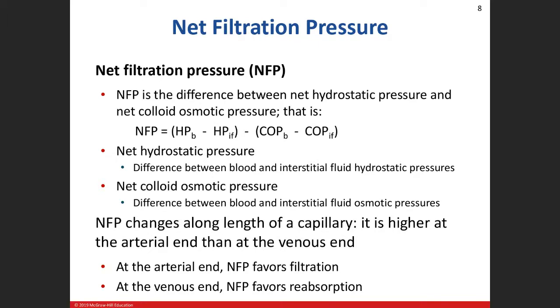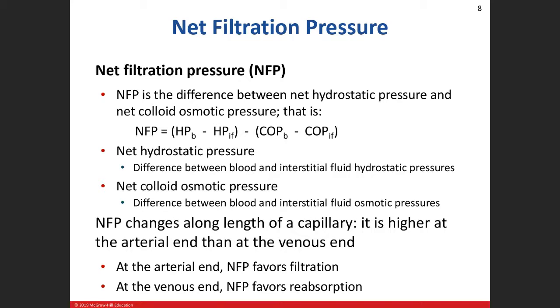So here's the scenario. What does this mean for our capillary? As we move along the length of the capillary, from the arterial end to the venous end, we're going to see this pressure drop. So at the arterial end, the net filtration pressure will be higher. That makes sense, because we want the stuff in the blood to get out into the tissue near the arterial end. Think about it, that's how we're dropping off our nutrients, our oxygen, our glucose, our fatty acids, some of our hormones. We're getting it out of the blood and into the tissue.